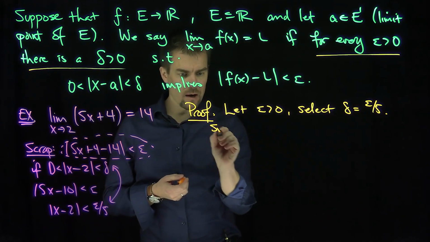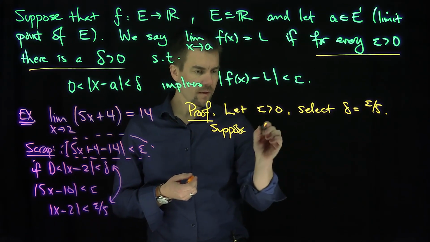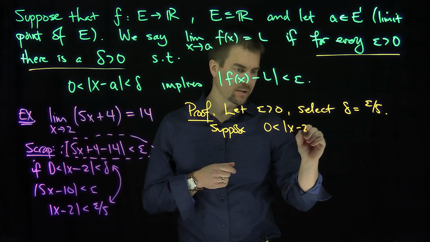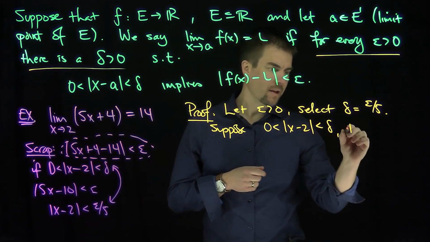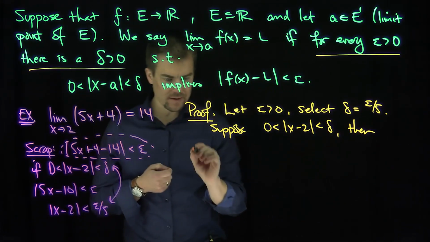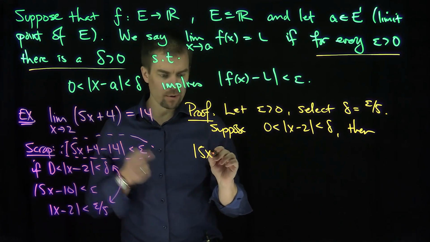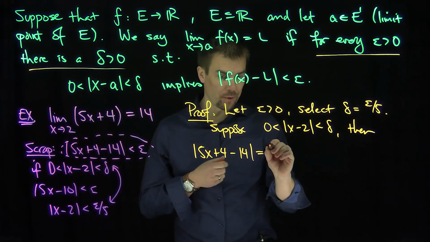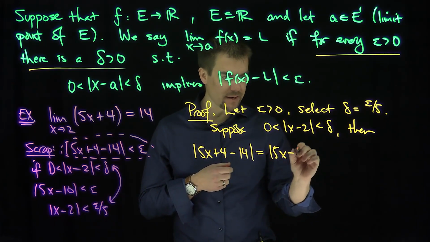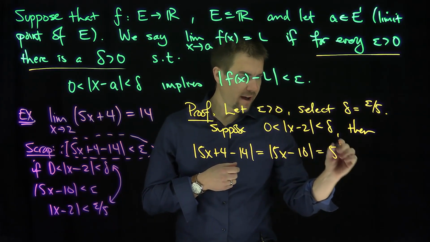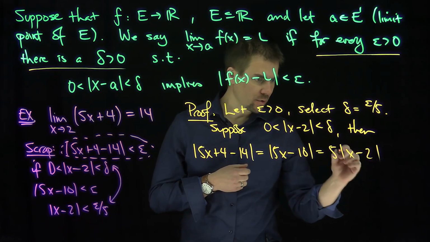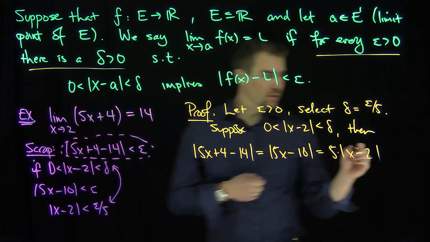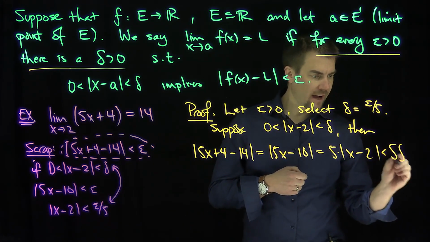And let's suppose that 0 is less than |x minus 2|, and |x minus 2| is less than delta. Then, if that's the case, |5x plus 4 minus 14| is equal to |5x minus 10|, which is 5 times |x minus 2|. Now I know that |x minus 2| is less than delta, so this whole expression is strictly less than 5 times delta.